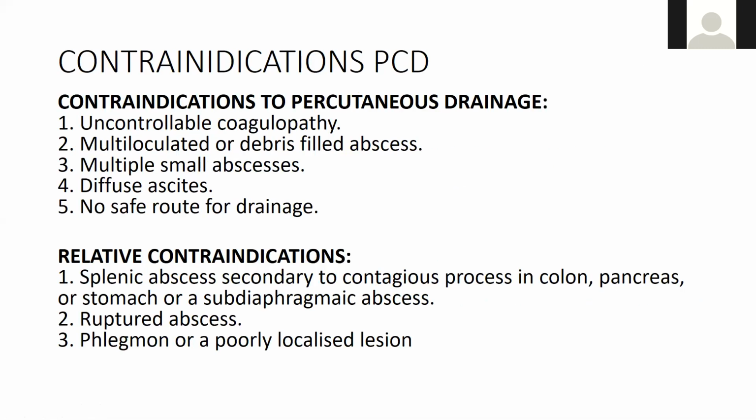So your contraindications for percutaneous drainage would be, as we've mentioned, multiloculated abscesses, those who have multiple small abscesses that are not amenable to drainage, those where you can't see clearly the route of drainage, and on top of that, if you have a contiguous spread, like from the colon or pancreas or stomach, that you might want to do a laparotomy for. And in certain cases, ruptured abscesses.